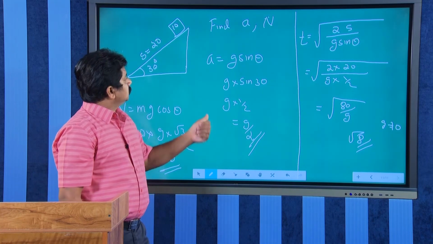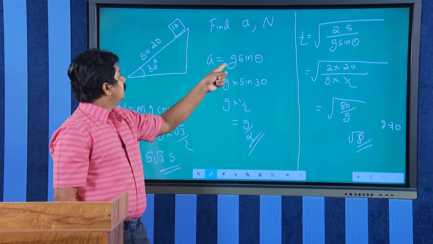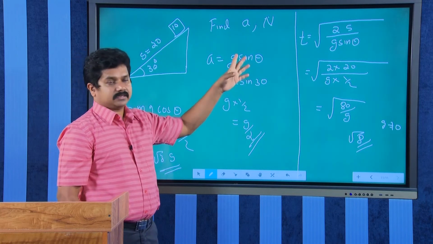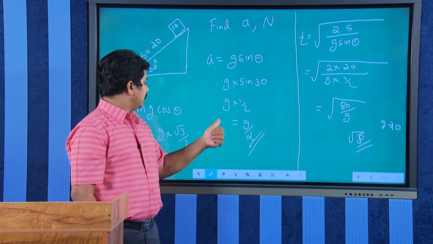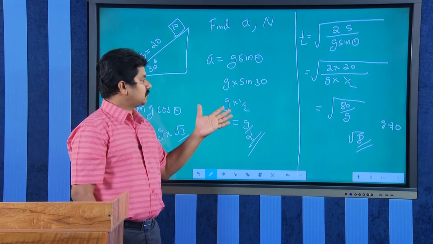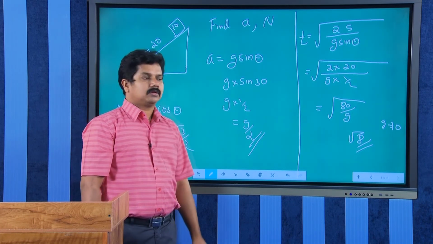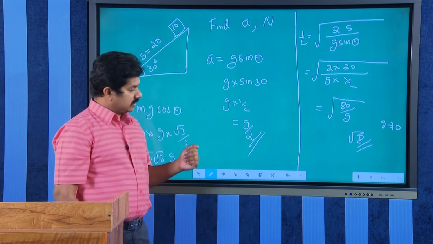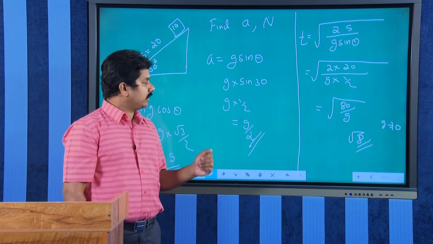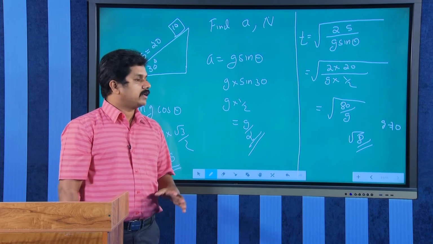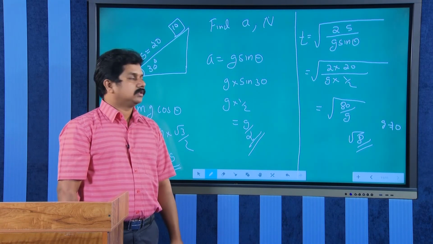See here, acceleration is g sin theta, independent of mass, but normal reaction definitely depends on the mass of the block. So, in this session we discussed the dynamics of a body along an inclined plane and motion over a pulley.